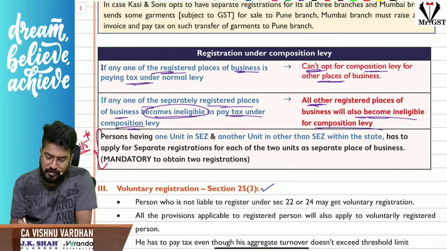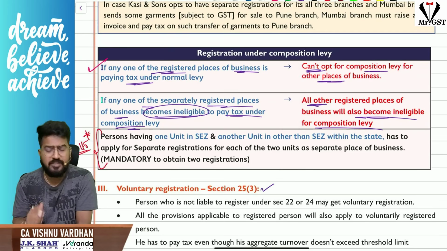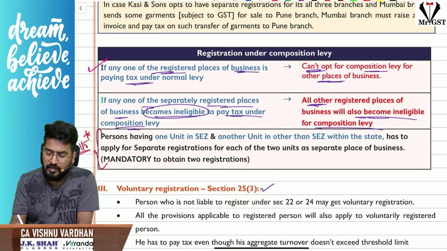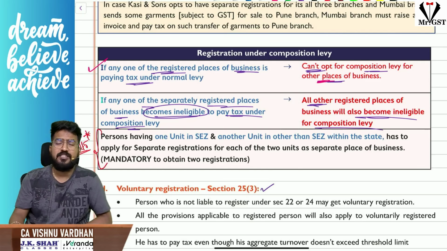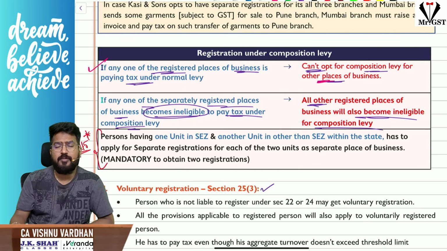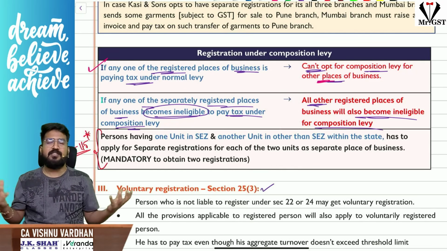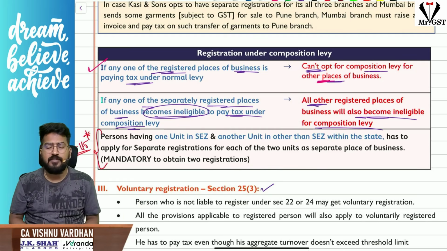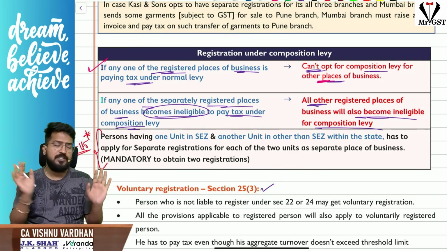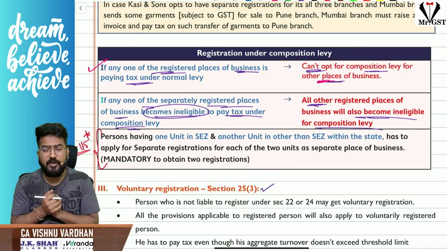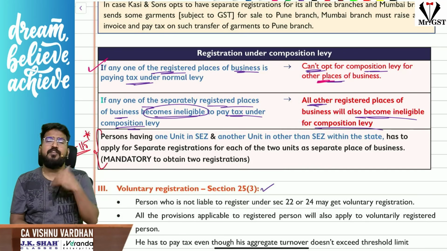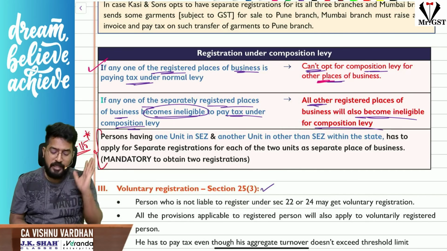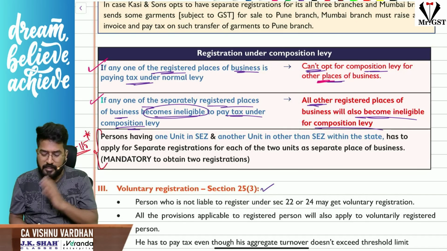Next, registration under composition levy. In the composition scheme also, we have discussed that if one registration wants to go for the normal scheme, all other registrations will become ineligible for composition scheme. Do you remember that in composition scheme, if we have multiple branches, sir, some branches want to go for the normal scheme, some want to go for the composition scheme. Is it possible? Not possible, right? Everybody goes with the composition scheme or everybody goes with the normal scheme. That is what we have already discussed. In the same way, sir, if one registration becomes ineligible for composition scheme, automatically the other registrations will also become ineligible for composition scheme. That is another point.